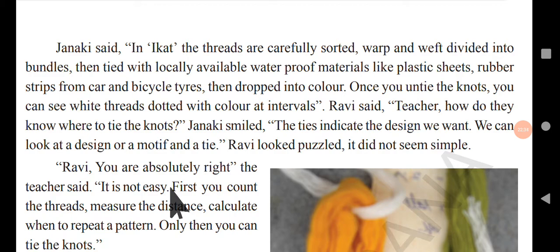So, as per the design that they want, in the same place they will tie these knots. Okay, so we can look at the design or a motif and tie. Like they will just take the sample one before they tie, and in that same place they will start tying these plastic ones.